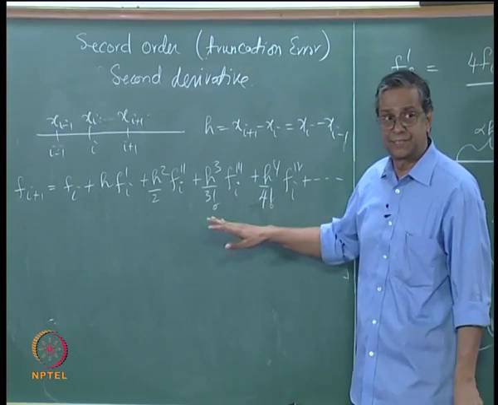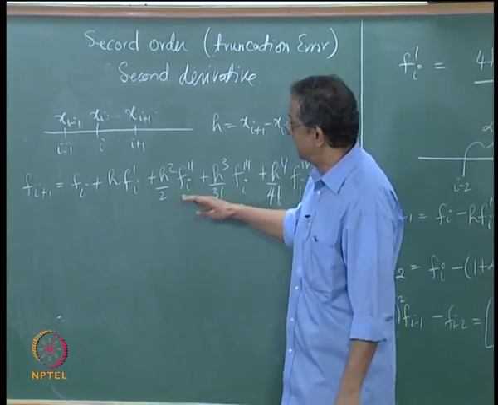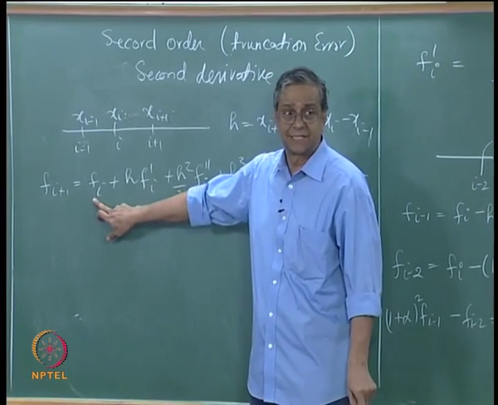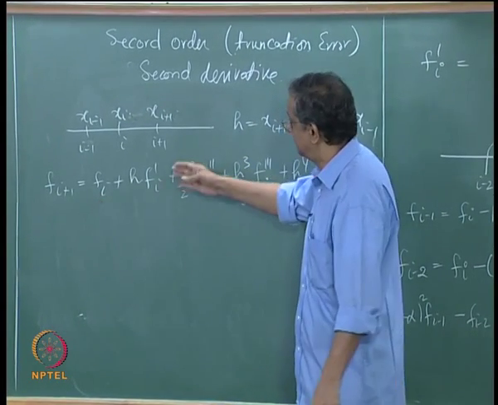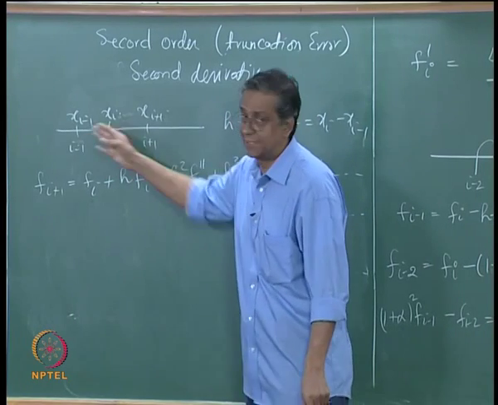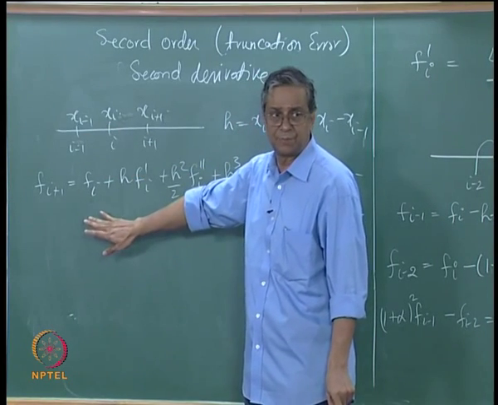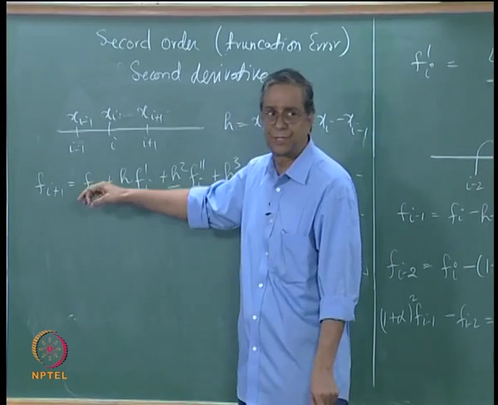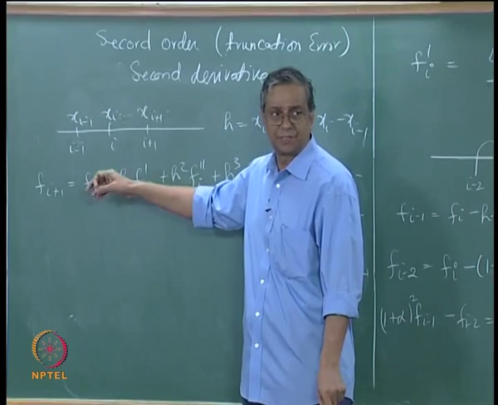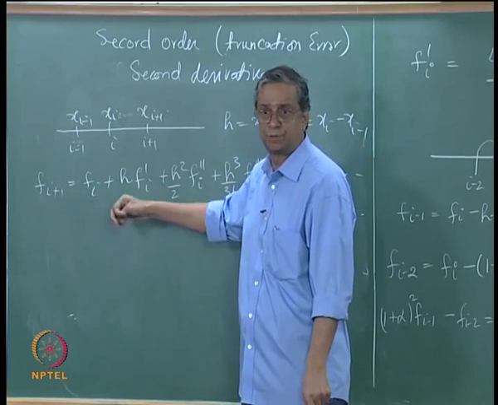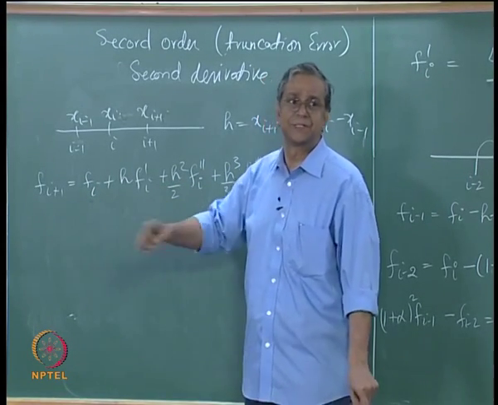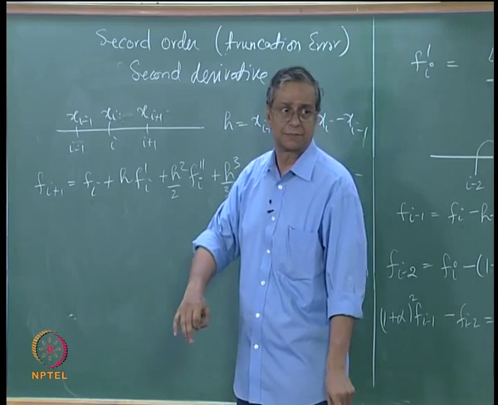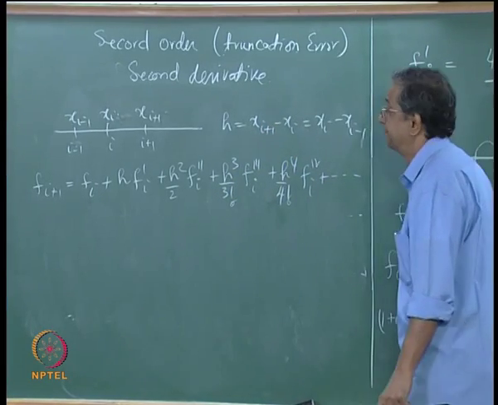Please remember, we are using Taylor series to expand about the point i, x i. You could as well use Taylor series to expand about any other point. We choose to expand about the point i because we want the representation of the derivative at point i. If you want the representation elsewhere, then you have to expand about that point. Is that fine? Is that okay?